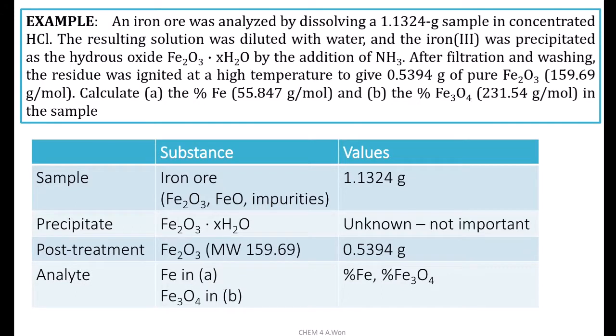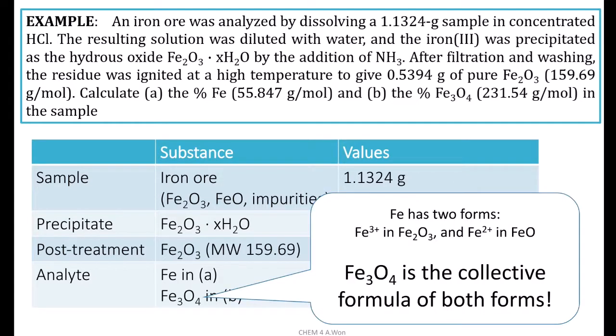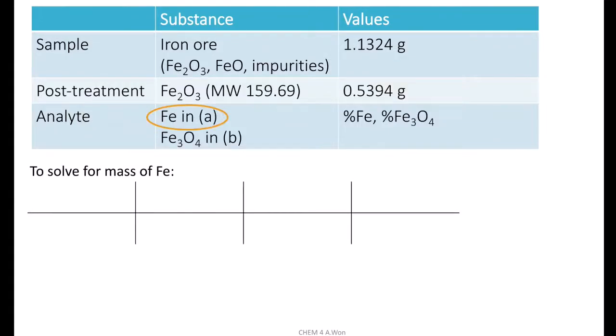Percent Fe and percent Fe3O4. In B, just to clarify, Fe3O4 is just a mixture of Fe2O3 and FeO. So basically, what we only want to know in B is the total iron oxide from the ore in percent. So, let's solve for A, the percent of iron in the iron ore.